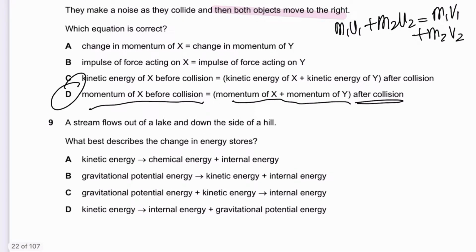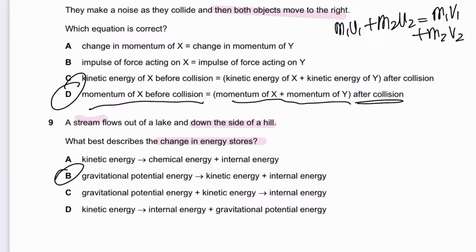9. A stream flows out of a lake and down a hill. Which best describes the change in energy stores? So when we have a stream, initially what energy do we have? It's moving. First, remember that it's moving down a hill. When it moves down a hill, potential energy is being lost. Okay, so in B and C, we can see the potential energy is included. Now potential energy is converted into kinetic energy, and that is described by B.